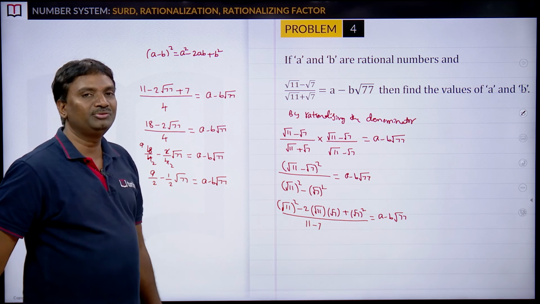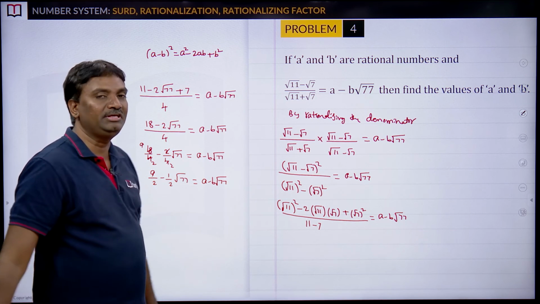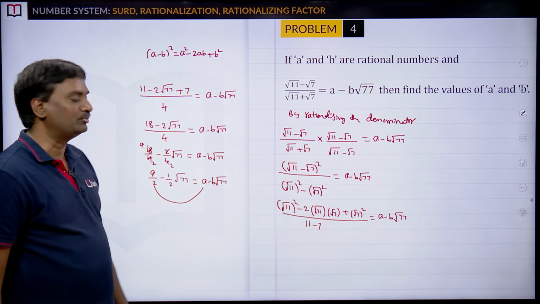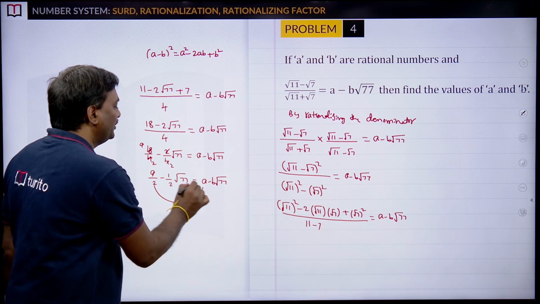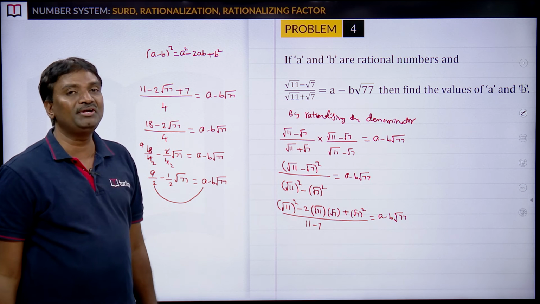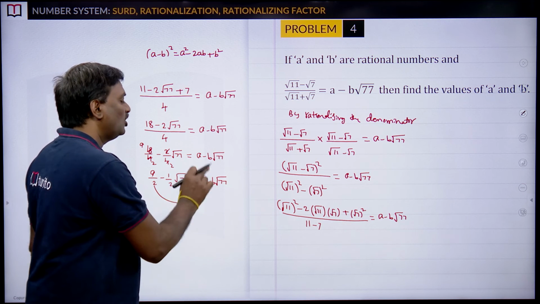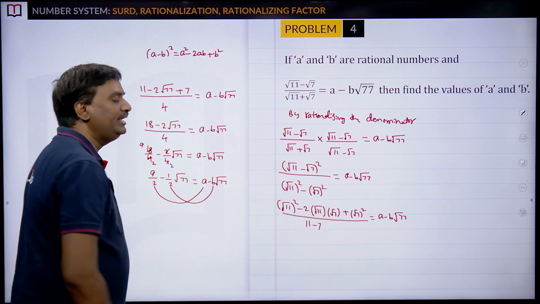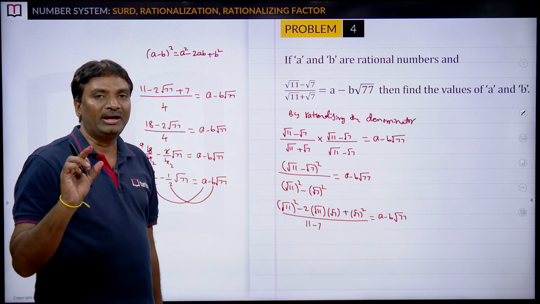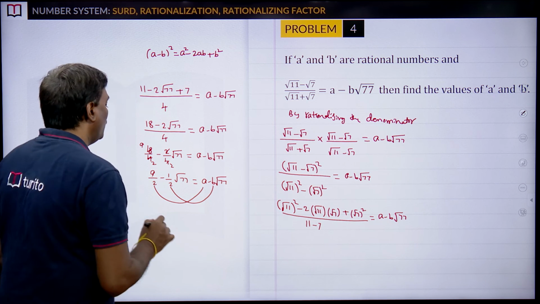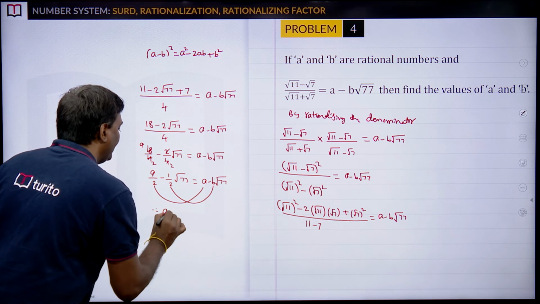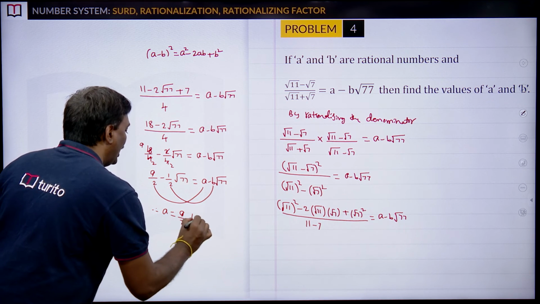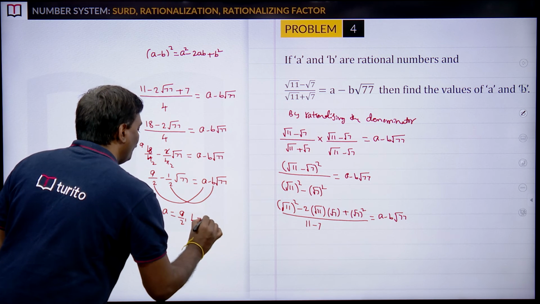So we have to find the values of a and b by comparing the equal terms on both sides. In place of a we have 9 by 2. Here minus 1 by 2 root 77. Here we have minus b into root 77. So minus is common, root 77 is also common. So we can take b equal to 1 by 2 by comparing the equal terms on both sides. Then you will get a equal to 9 by 2 and b equal to 1 by 2.